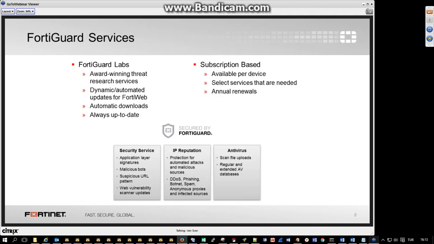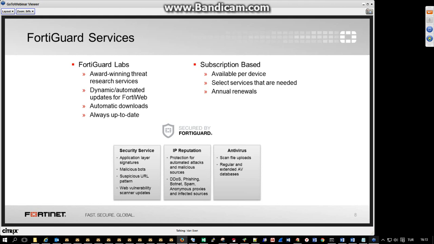When it comes to FortiGuard service, I don't think I need to talk too much about FortiGuard Labs, award-winning threat research services. FortiGuard provides 3 different subscription services to FortiWeb. The security service, which is the most used one, includes the application layer signatures, updates for malicious bots, suspicious URL patterns, and also web vulnerability scanner updates.